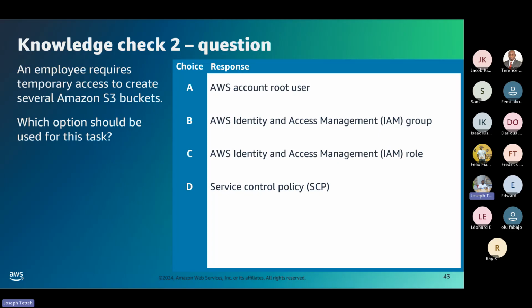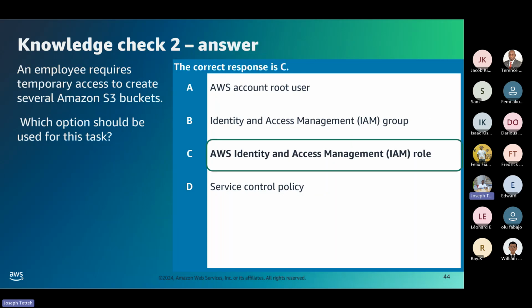We have the root account, or the AWS account root user. B, identity and access management group. IAM role or service control policy. So now you have the idea. So we use the IAM roles.